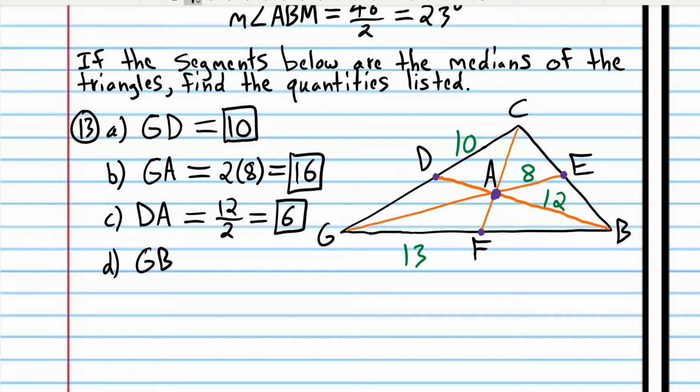GB is this distance down here, and that's going to be really easy because this is a median, which means it goes to the midpoint. This is the midpoint of this side. So if that's the midpoint, that means this length is equal to this length. So GB, that's just 13 plus 13 is equal to 26. And there you go, 26.